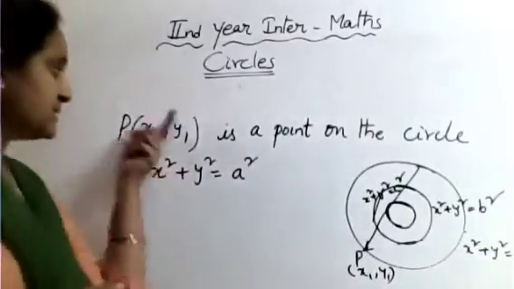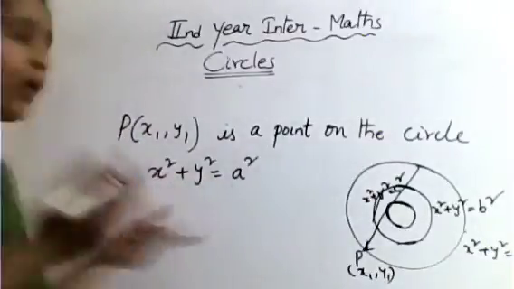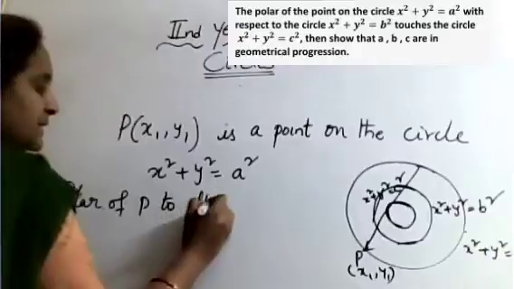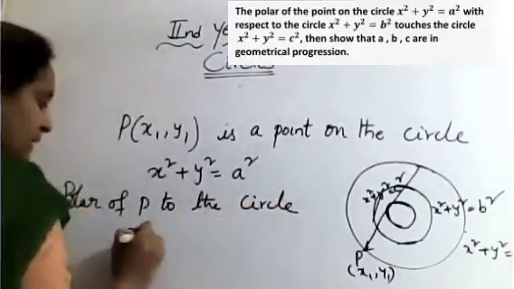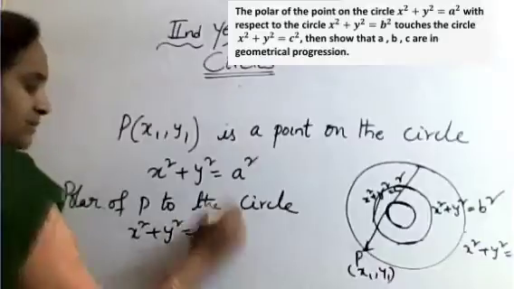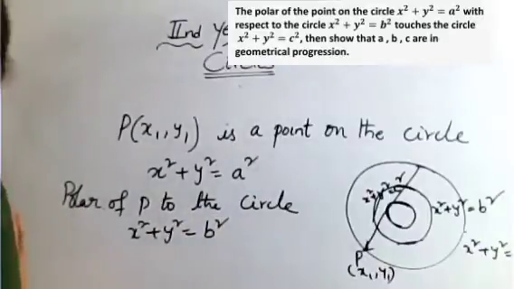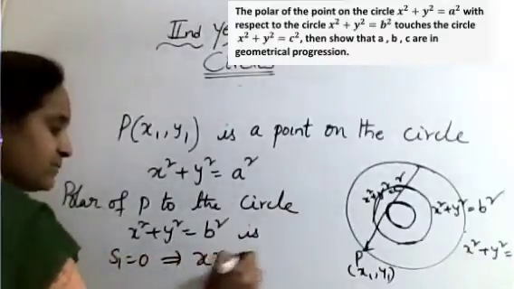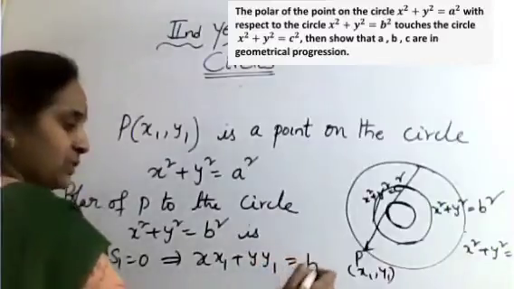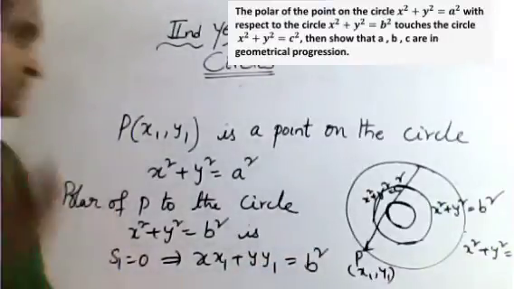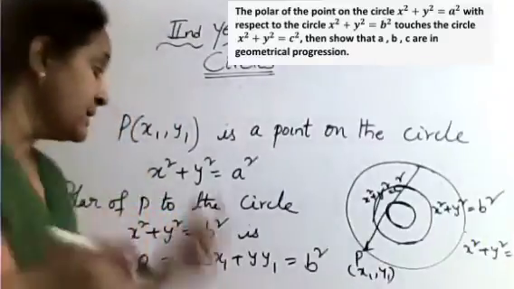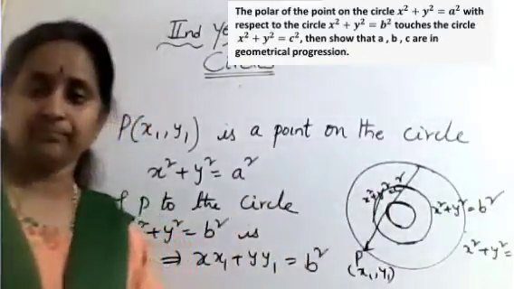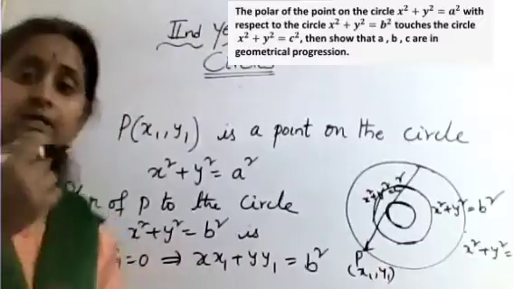Now, P is a point on the circle. The polar of P to the circle x square plus y square is equal to b square: what is the polar equation? S1 is equal to 0. That means x x1 plus y y1 is equal to b square. This polar equation is tangent to the third circle, x square plus y square is equal to c square.